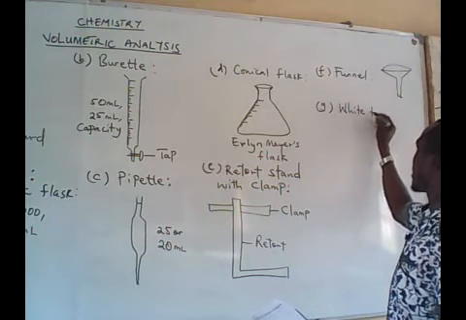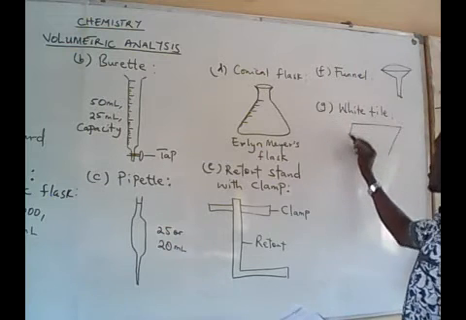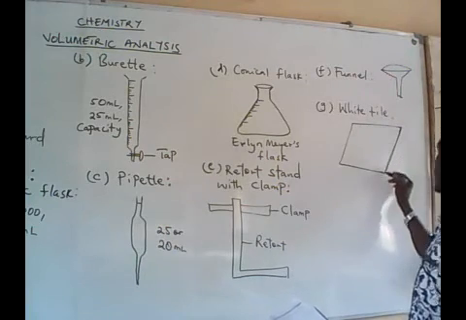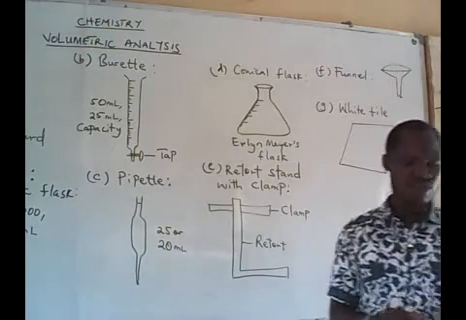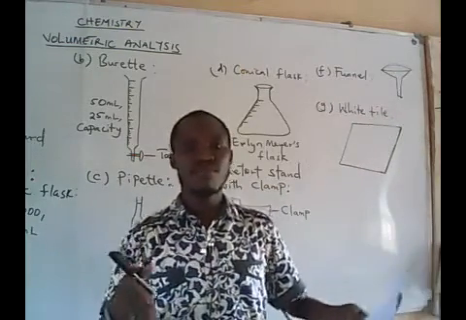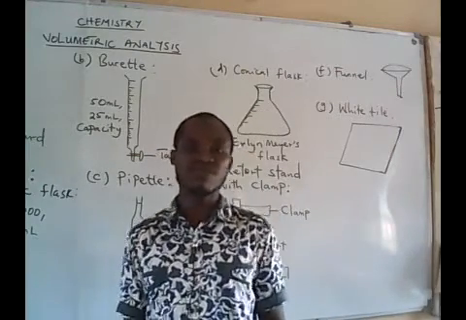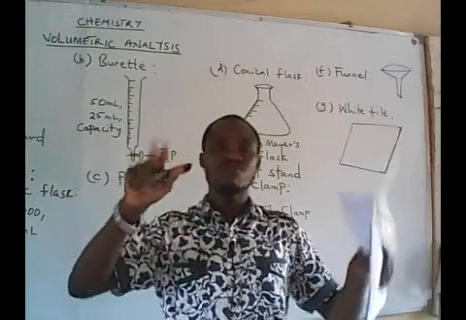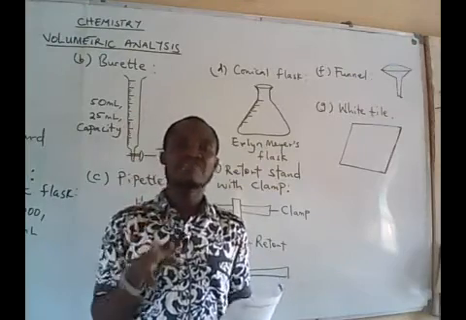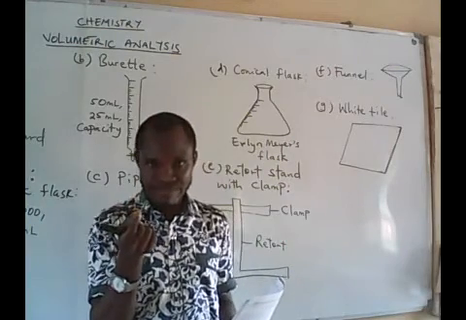What do we use the white tile for? So the white tile is mostly in square form. Okay. It's mostly in square form, and we use it in supporting our end point observation. So the white nature of the background under the conical flask will tell you if you have arrived at the end point. Okay, so if you have arrived at the end point, the sharp color change, the initial color change, will be seen. Is that okay?